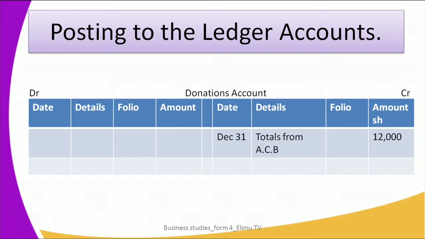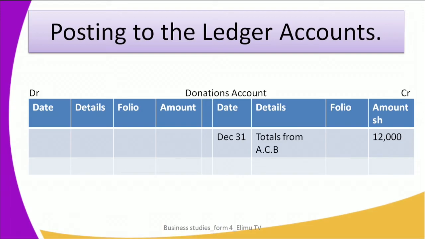So this one is supposed to be posted to the donations account, and you can see we are taking the total for donations. The total for donations is 12,000, and you can see the date is at the end of that particular month. Under the details column, you say totals from analysis cash book, and the total amount is 12,000.